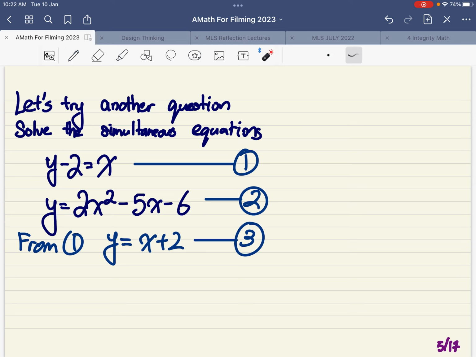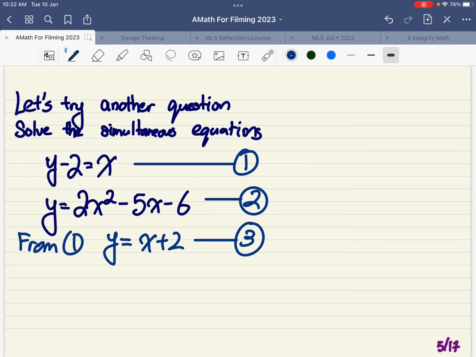Why did I start with equation 1? Because it looks like the simpler one without all the square and x and all. So I think equation 1 is something easier to work with. So from equation 1, I've simplified to become equation 3. These two are equivalent anyway. So what I have now is y equals x plus 2.